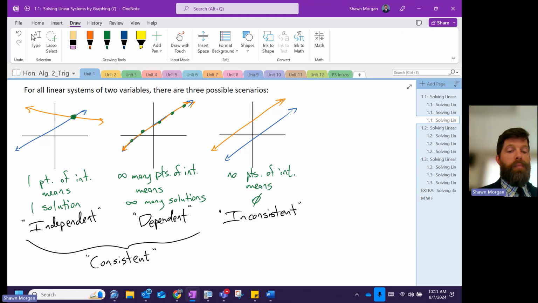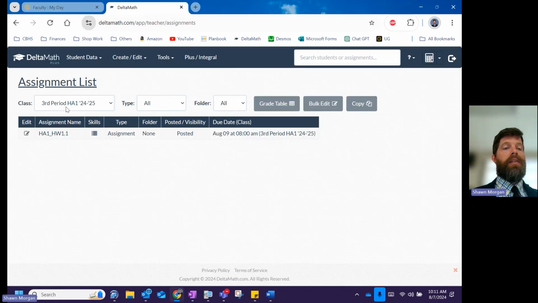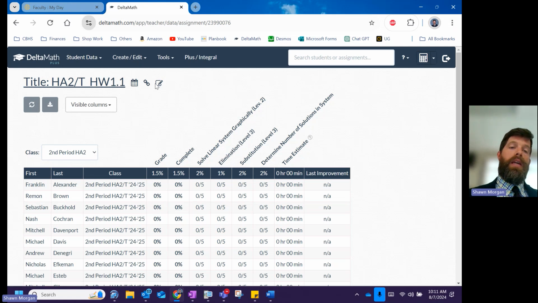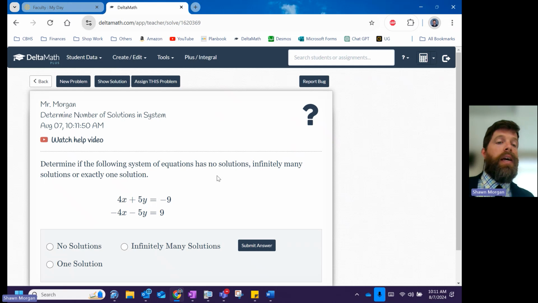The reason I'm making this point is because on Delta Math, I've got you guys a nice little assignment up there. One of the question types says, determine the number of solutions in the system. And so what you want to be able to do is ascertain whether it's same slope, same y-intercept, same slope, different y-intercept, or just different slopes altogether.